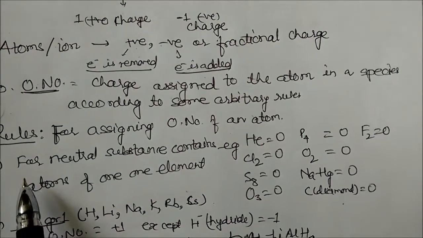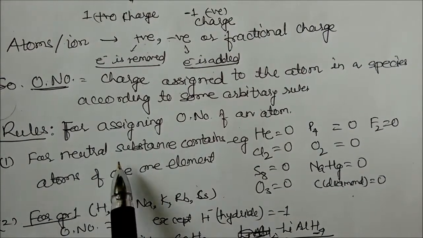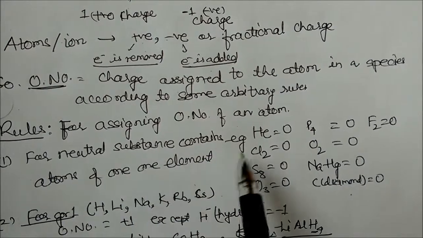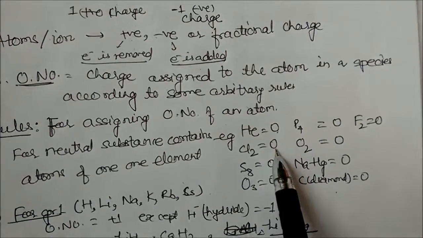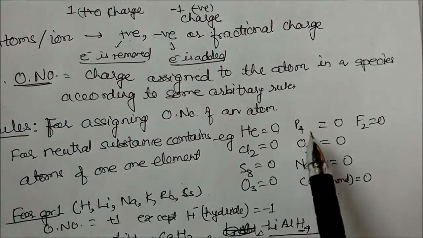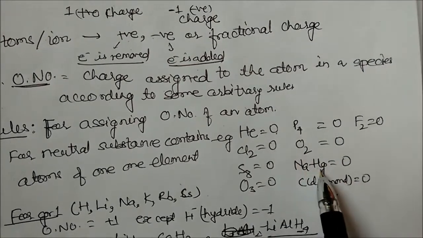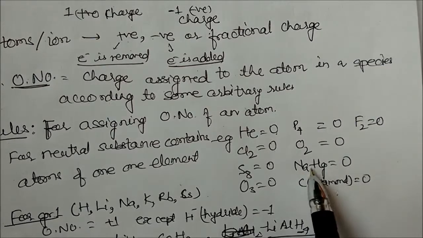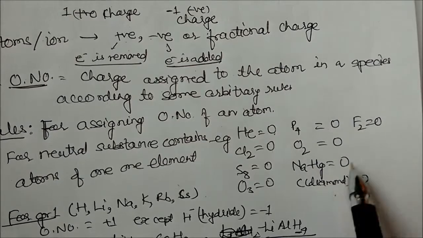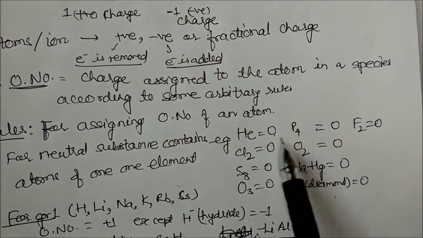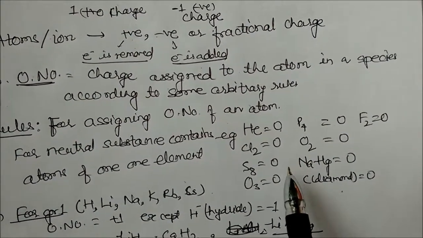Rule number 1: for a neutral substance containing atoms of one element, for example helium, the oxidation number of helium is 0. Cl2 is 0, O3 is 0, P4 is 0, O2 is 0. Sodium amalgam is a combination of sodium and mercury, but still sodium is not losing an electron, so it will be 0. Again carbon, for example diamond or graphite, or F2, all will be 0. All these are neutral substances which have only one element, so the oxidation number is 0.